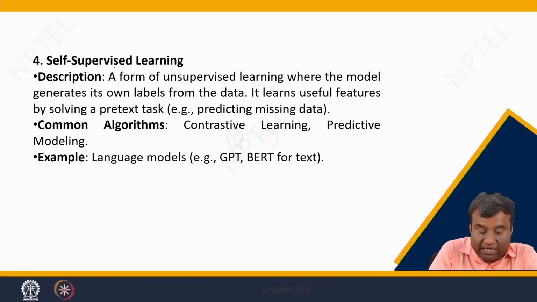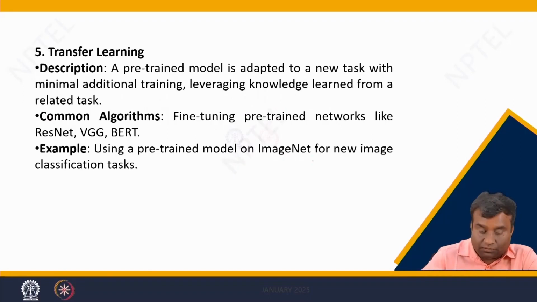Fourth one is self-supervised learning. Description: a form of unsupervised learning where the model generates its own labels from the data. It learns useful features by solving a pretext task, for example, predicting missing data. Common algorithms: contrastive learning, predictive learning. Example: language models, that is GPT, BERT for text.